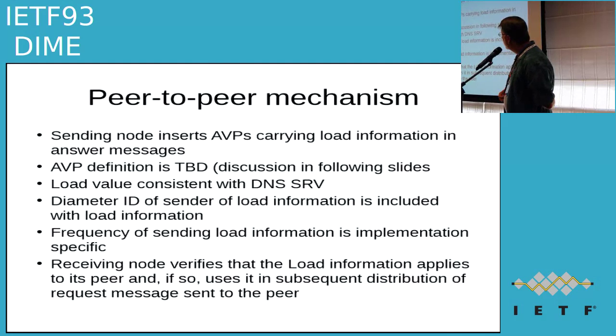One thing that is different between load and overload is that we can have a mixed network of elements, some supporting load, some not. The proposal is to include the diameter ID of the sender of the load report in the load report itself. The receiver can then determine whether it really is its peer or not. If it's not its peer, then that load report presumably transited through a non-supporting agent, and the receiver should ignore it, because it's not applying to its peer.